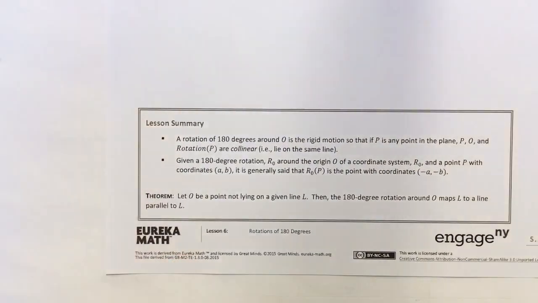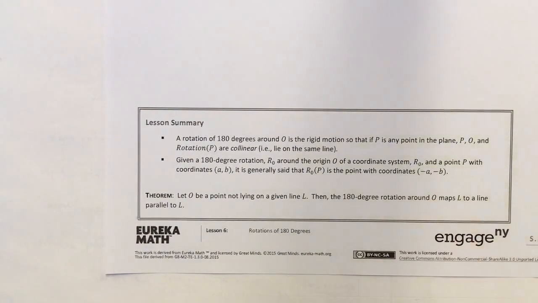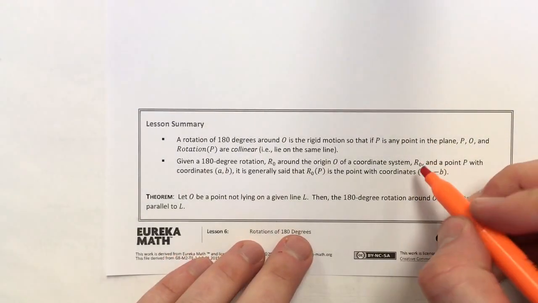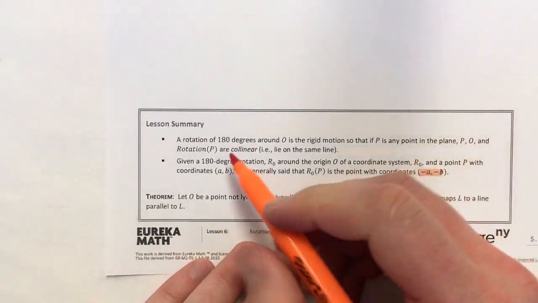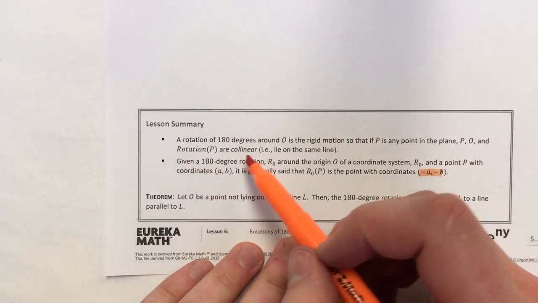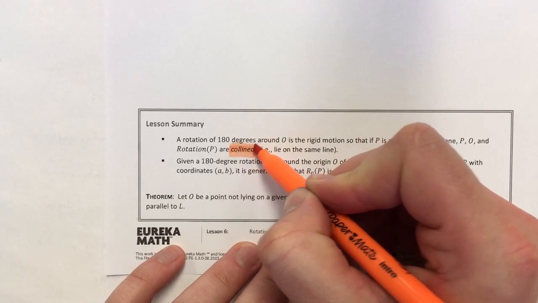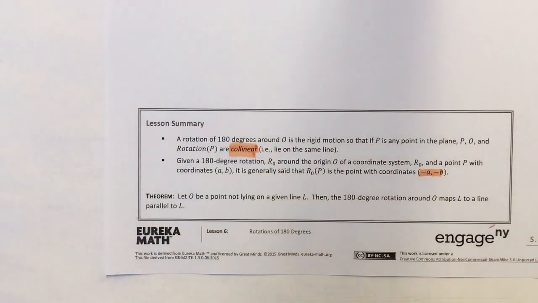Okay, brief summary. Pause the video, kind of look at all these. What is a rotation of 180 degrees? What is the theorem? How does it map? There are some rules involved in this. We talked about them all along. What are the things that you need? We identified at the very beginning that they lie in the same line, so they're collinear.